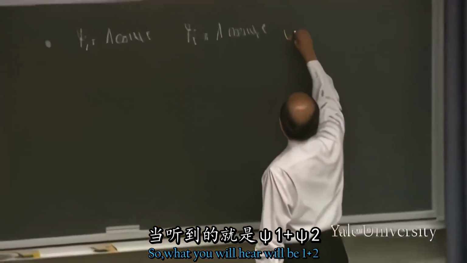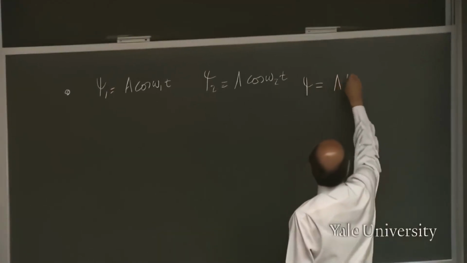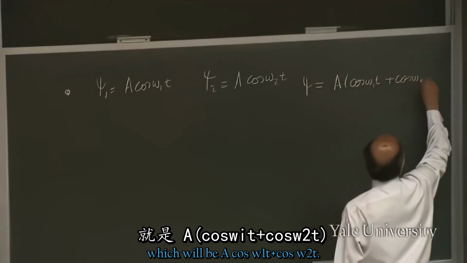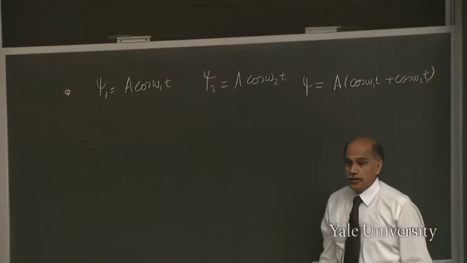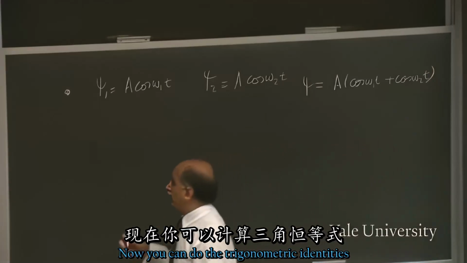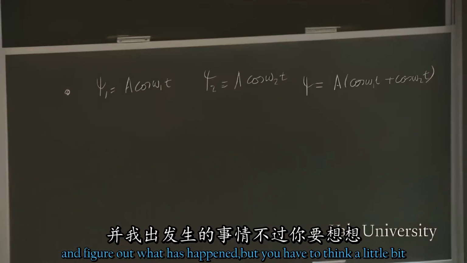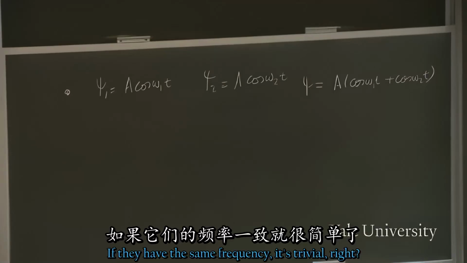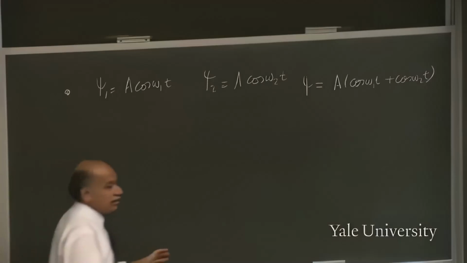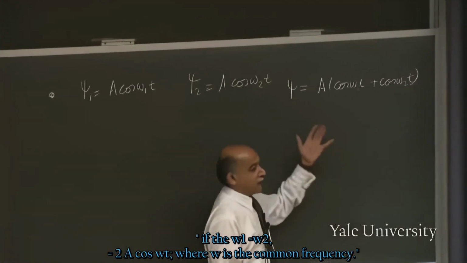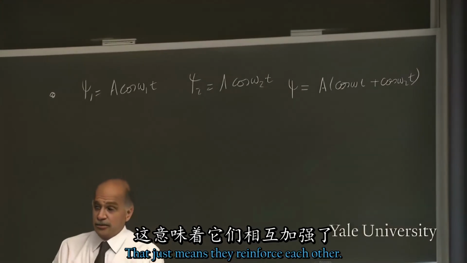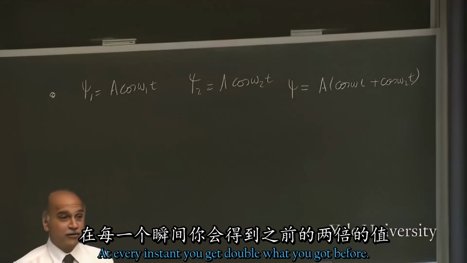So what you will hear will be psi 1 plus psi 2, which will be a cos omega 1 t plus cos omega 2 t. Now you can do the trigonometric identities and figure out what happens, but you have to think a little bit about what's going to happen. Think about these two waves. If they had the same frequency, it's trivial, right? If omega 1 is equal to omega 2, psi is equal to 2a cos omega t, where omega is a common frequency. That just means they reinforce each other. At every instant, you get double what you got before.